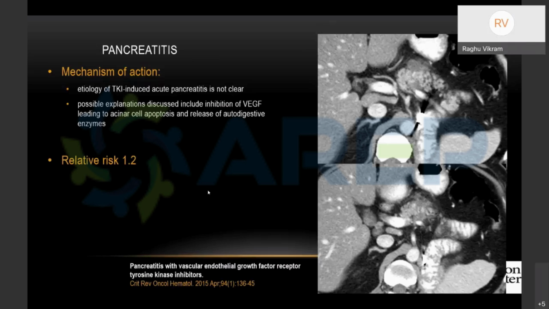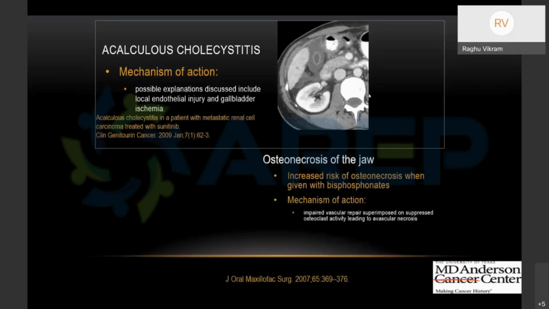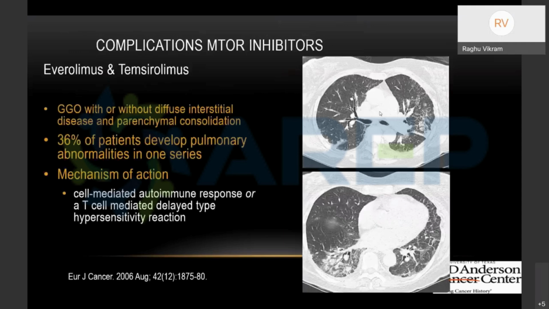So the patients who present to our ER on chemotherapy with abdominal pain, we are looking mainly for bowel complications. We are looking for hemorrhage. We are looking for pancreatitis and stuff like that. Acalculous cholecystitis as well. Patients with mTOR inhibitors usually get pneumonitis, and this is pretty common.